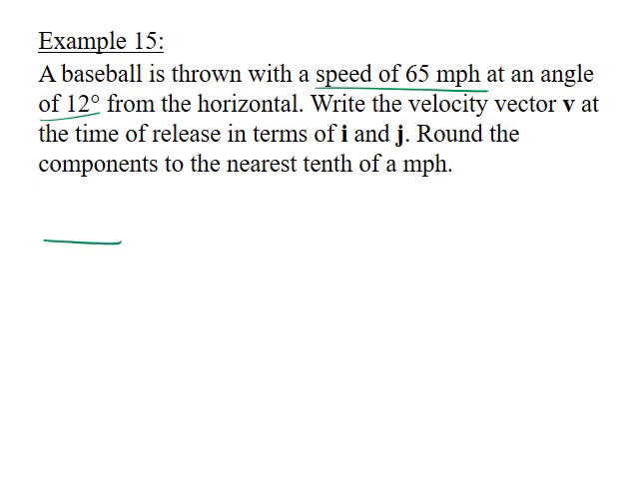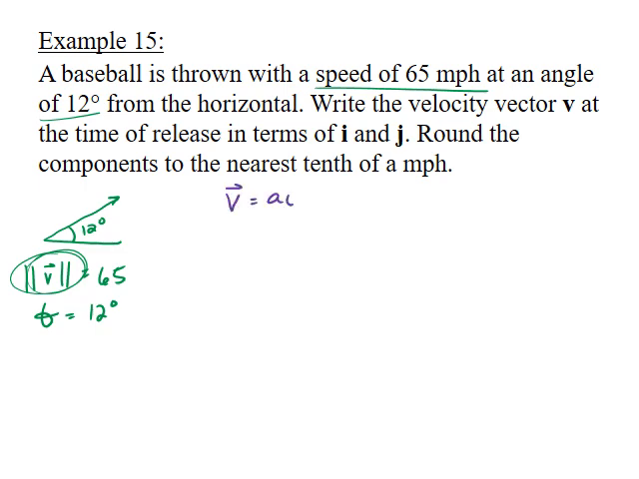So basically what's happening is this ball is being thrown at this angle of 12 degrees. The velocity magnitude is 65. Theta is 12 degrees. So if I want to write this vector in terms of i and j, what I want to find is this.